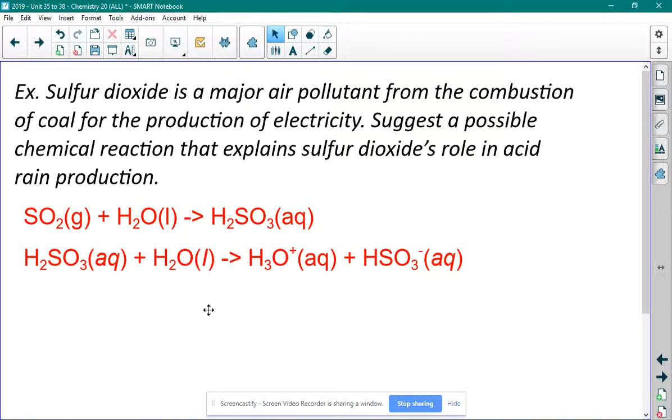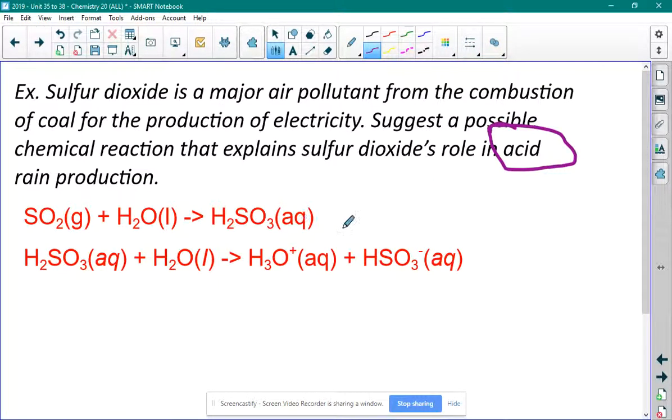Okay, we're back. And sulfur dioxide, also a major air pollutant, also acts in acid rain production. And we notice that it is reacting exactly the same way the carbon dioxide did. Sulfur dioxide with water gives you hydrogen sulfite ions, which react with a second water to give you hydronium and hydrogen sulfate ions. Hydrogen sulfate aqueous, hydrogen sulfate ions. Again, the charge is critical.